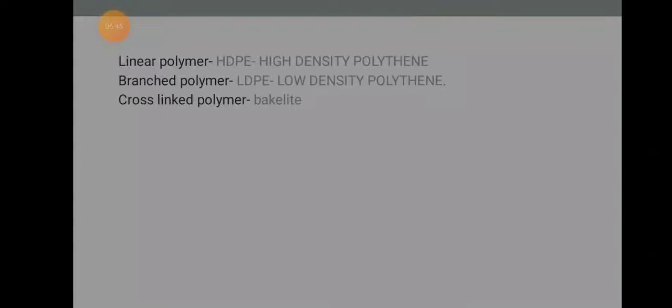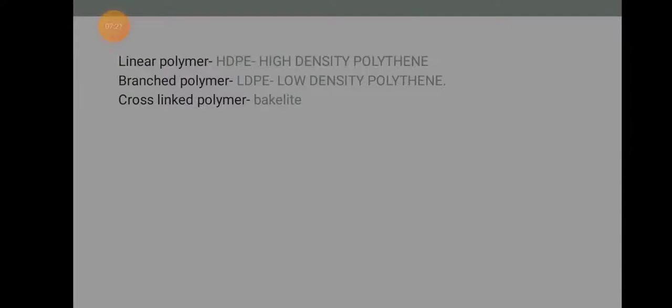Here I'll tell you one thing. This is the linear polymer, this is high density polythene, and the branched polymer, this is low density polythene, and the cross-linked polymer is bakelite. Yes, there will be some questions in future, even previously they have asked this type of question. In MCQ type questions, examples of linear polymers or branched polymers are high density polythene or low density polythene.